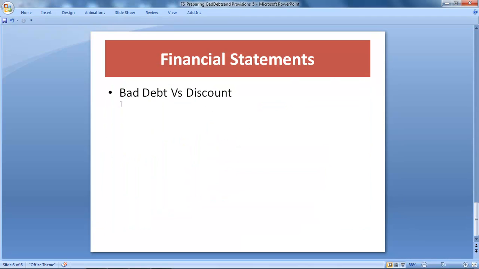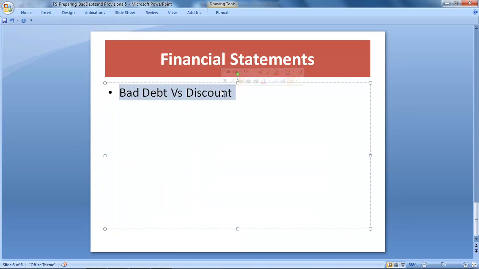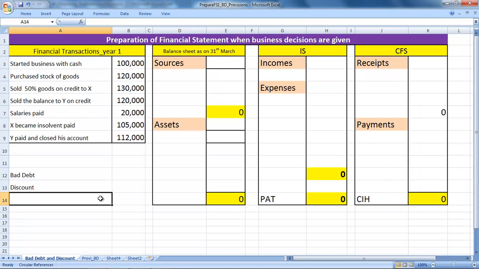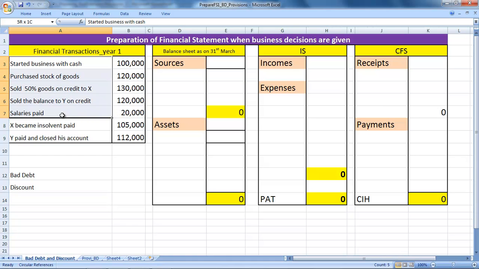In this session we'll try to understand bad debt and discount. Before I define it, let us take an example to understand. As usual, we're continuing with a similar set of transactions. We want to understand the effect of them on the balance sheet, the income statement and the cash flow statement.